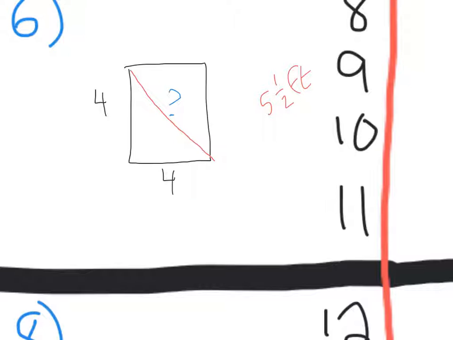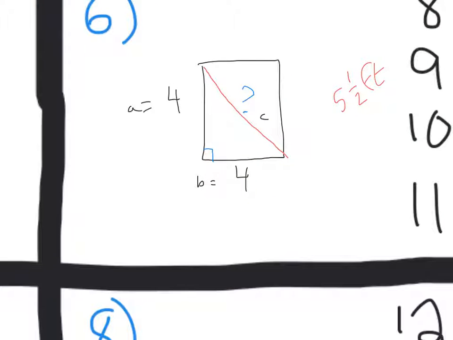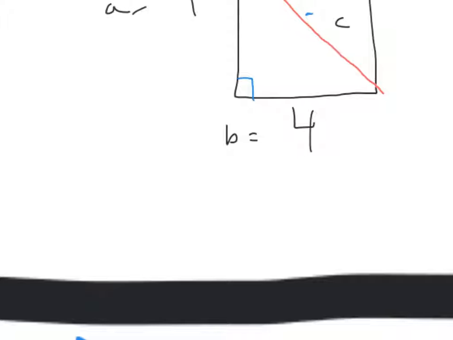We know that this is a right angle right there. So we've got A is 4 and B is 4 here. And then our C is our mystery, our question mark. So let's use Pythagorean Theorem to figure that out. A squared, so 4 squared plus 4 squared is going to equal our mystery of C squared. Do some simple simplifying here. You get 16 plus 16, which is 32, equals C squared.